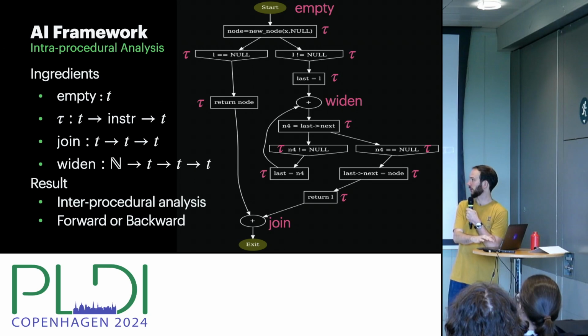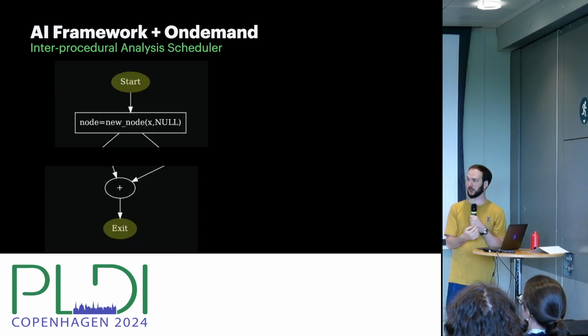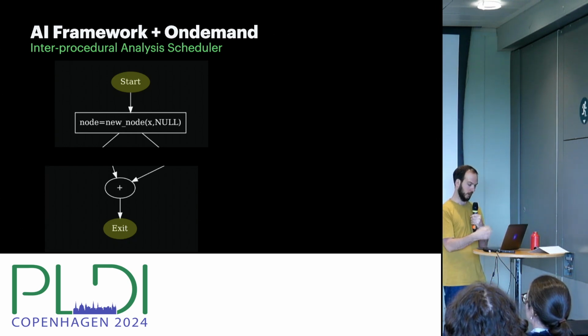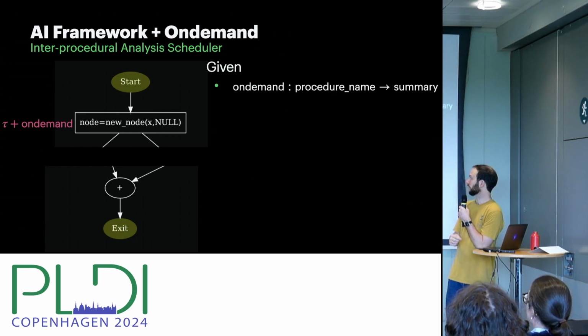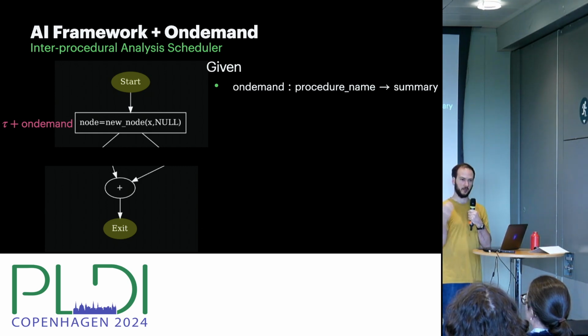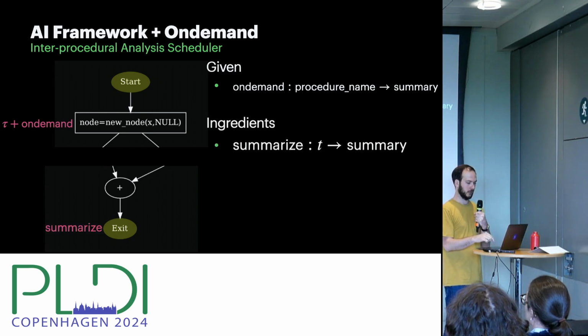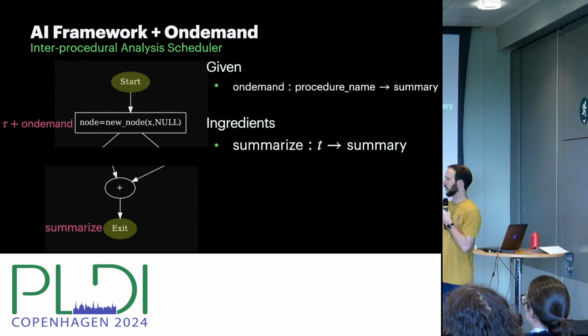And I say inter-procedural because here we're also using the on-demand aspect. So when we are analyzing that first node here, we have to make an on-demand call to get the summary for this new node function. And on-demand will give you back a summary. A summary is something you define yourself as well. And in fact, you have to create those summaries when you analyze functions. And a summary can just be the state of your analysis at the exit node, or it can be anything you want from the result of the whole analysis.